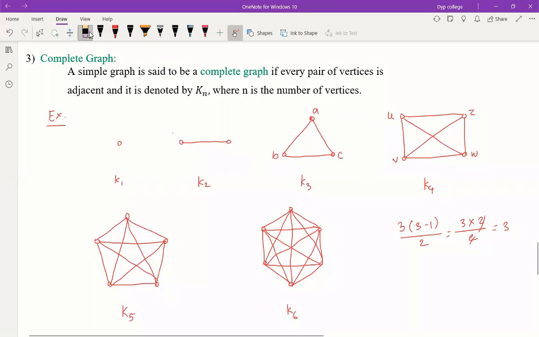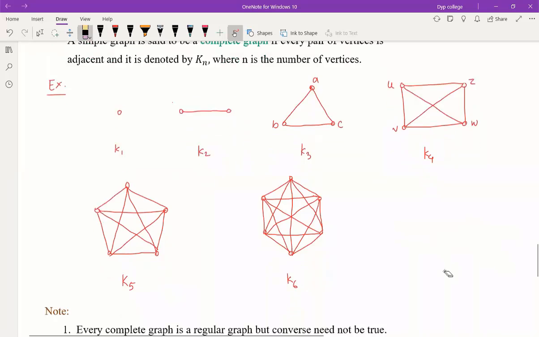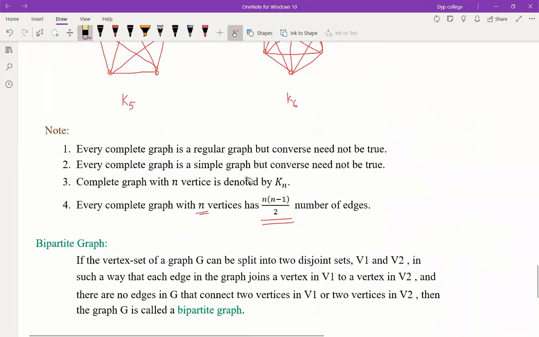Okay. So that means by using this formula, divided by 2, not 3. See, what is the formula? n into n minus 1 divided by 2. Always divided by 2. Whatever the number of vertices, always divided by 2. Okay.